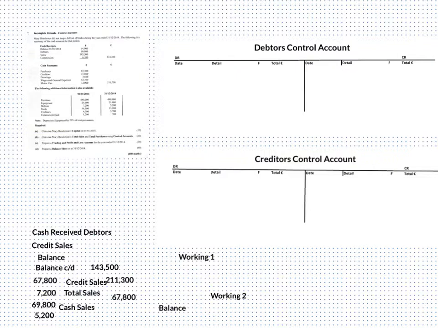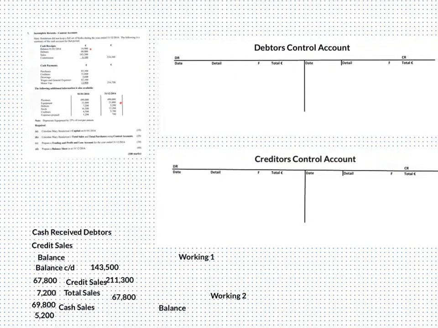So we need to start looking at things within the question that we could relate to debtors and sales. Obviously the first one we can see is 69,800. We also come down and see the debtors down here of 7,200 and 5,200, so we'll need to take these into account. They're pretty much the three figures that we're going to be using to start this debtors control account.